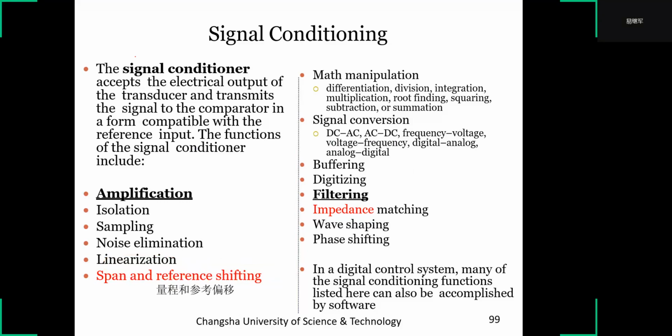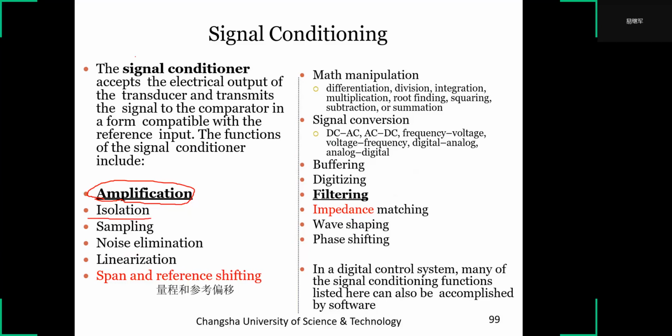A signal conditioner accepts the electrical output of the transducer and transmits the signals to the comparator in a form compatible with the reference input. The functions of the signal conditioner include amplification. We amplify the signal, because the signal that comes from the sensors or transducer is very small.